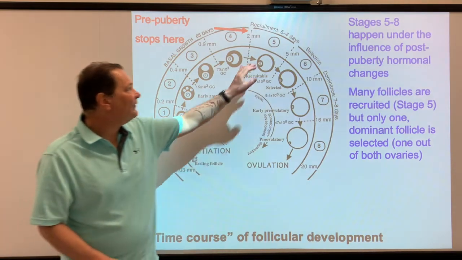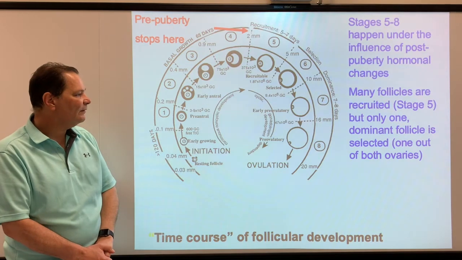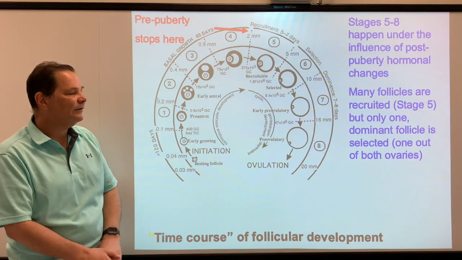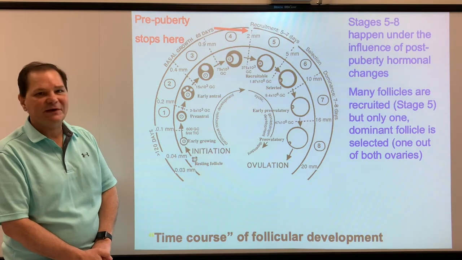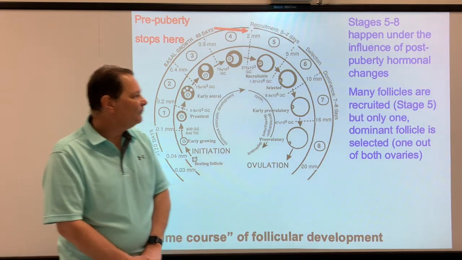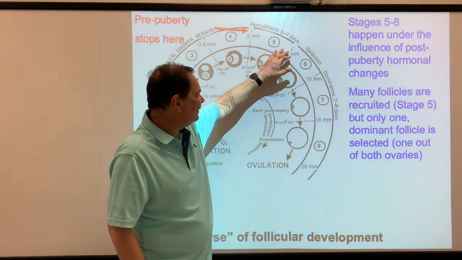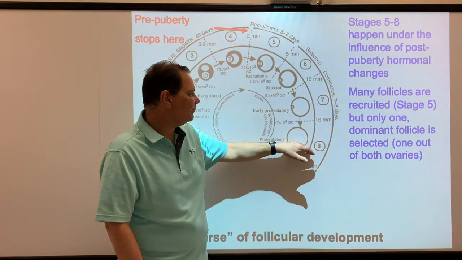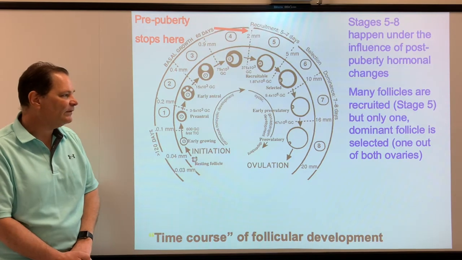So these last stages, secondary through production of the Graafian follicle, happen under the influence of these post-puberty hormonal changes. And we're going to talk about that a lot in a minute. A lot of follicles are recruited at stage 5, but during the progression and maturation process, one is selected. We'll talk about that in a moment, how that happens.